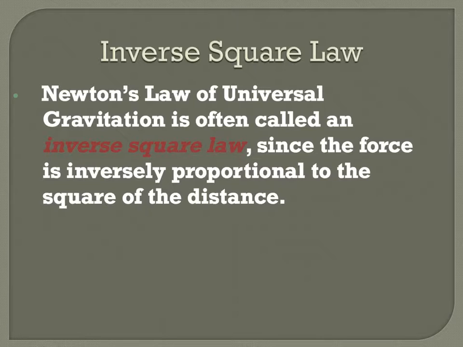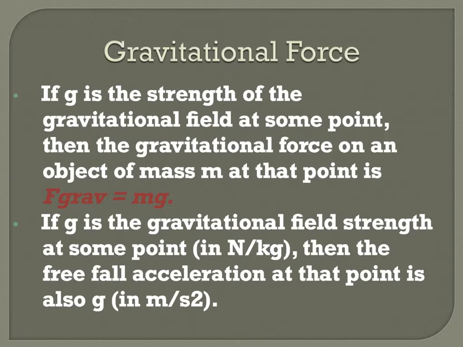Newton's law of universal gravitation is also called the inverse square law. You don't really need to know that, so don't write anything down. This is one equation I want you to know, okay? We already defined what g is. If you remember, it is 9.8 meters per second squared, and that is a unit of acceleration. If we multiply that by something's mass, then you get the gravitational force.